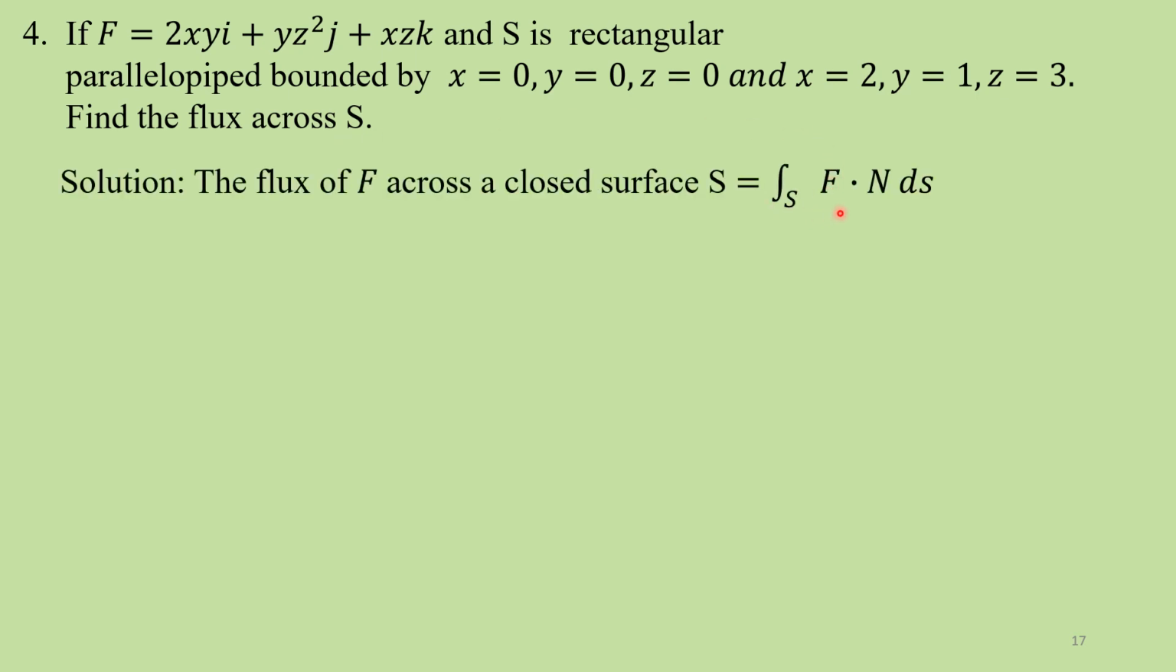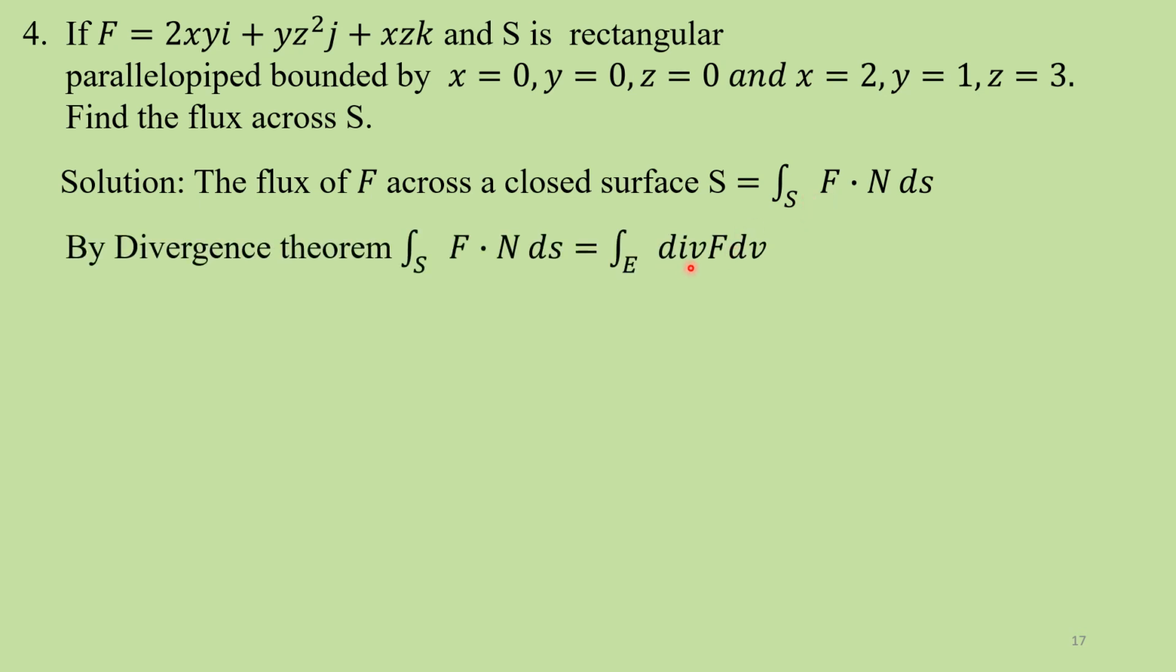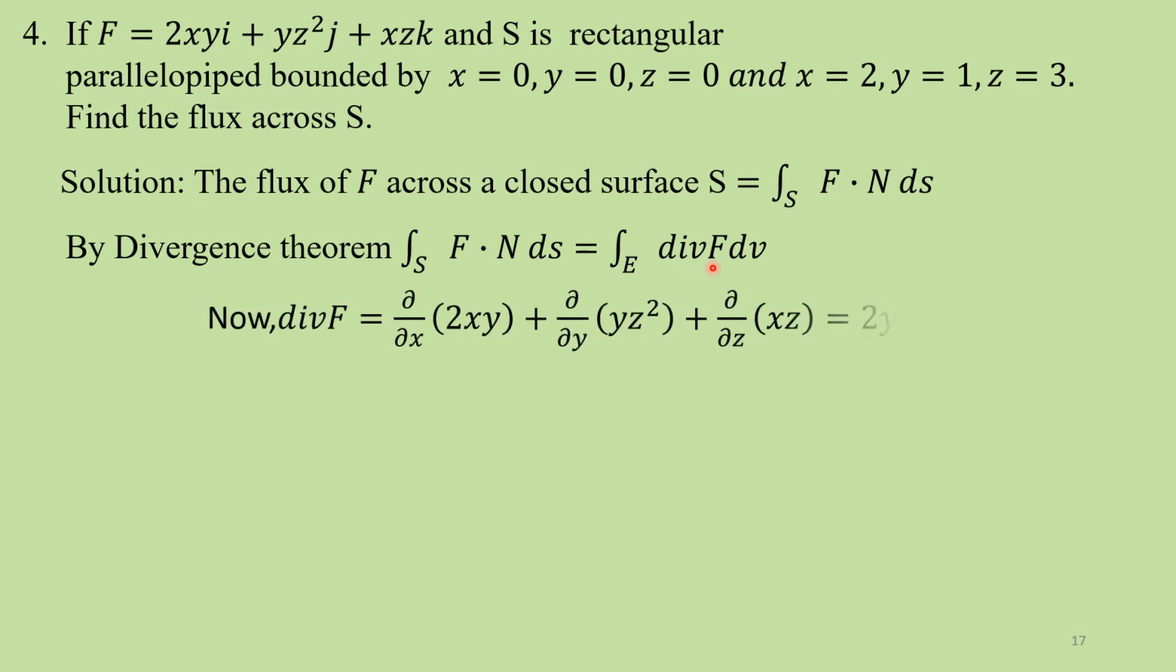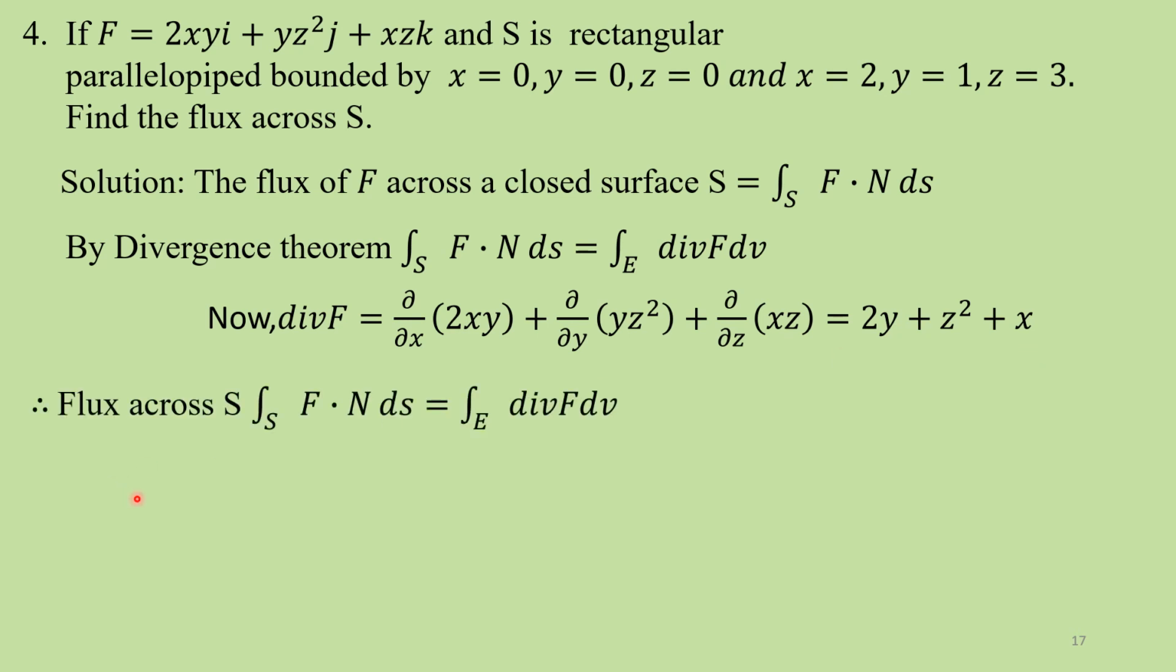But by Gauss divergence theorem, the surface integral of f over S, I can write as the volume integral of divergence of f. So first let me take the divergence of f, that is dou by dou x of 2xy plus dou by dou y of yz square plus dou by dou z of xz, which gives 2y plus z square plus x. So flux across S, that is the surface integral of f over S, by Gauss divergence theorem is the volume integral of divergence of f, where divergence f is x plus 2y plus z square.